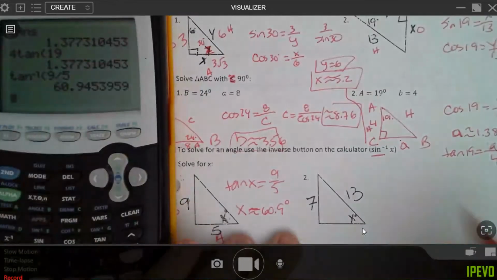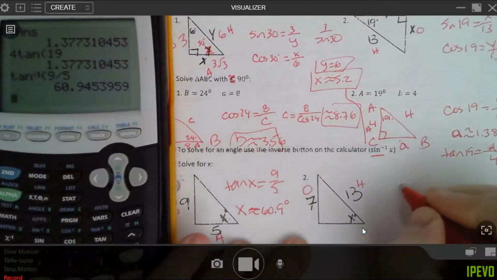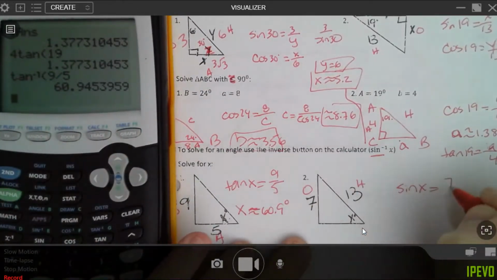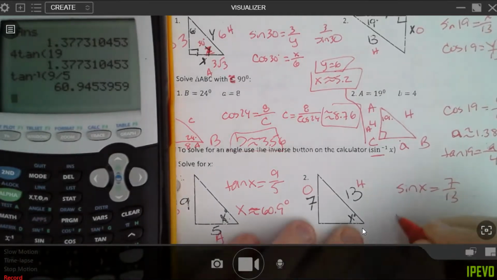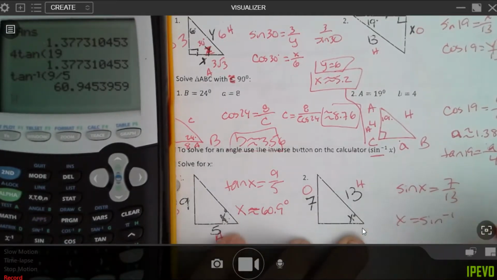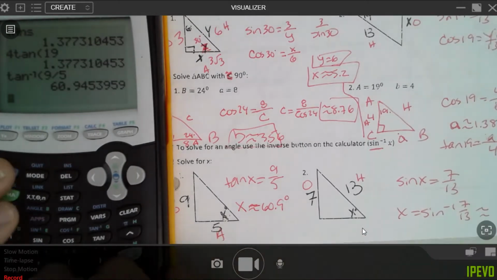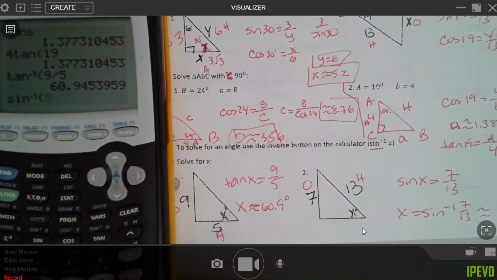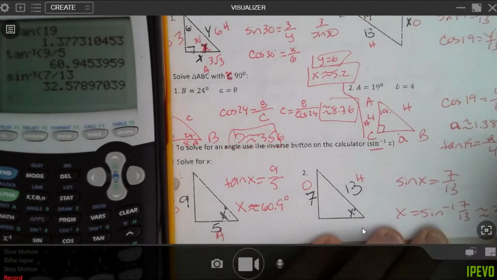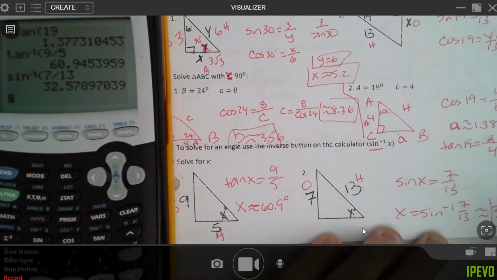So this one right here, I have opposite and hypotenuse. So I'm going to do sine of x equals 7 over 13. So x equals, the way you would write it is sine inverse of 7 over 13, which is approximately 32.78 degrees. Let me move that over so you guys can see it.